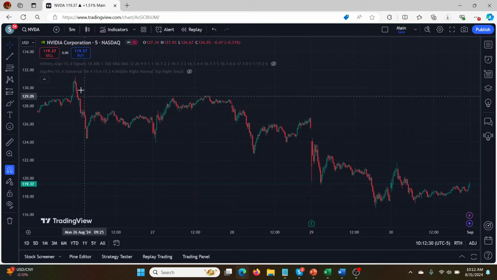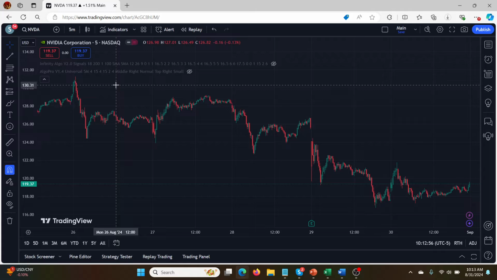So this is a 5-minute chart of NVDA, right? So NVIDIA, 5-minute chart. I've just pulled up the last 5 days. This is the close on Friday, all the way back until the 26th. So this covers about 5 days of price action on NVIDIA. So I have Infinity Algo version 1.4. And I also have Algo Pro version 1.4.